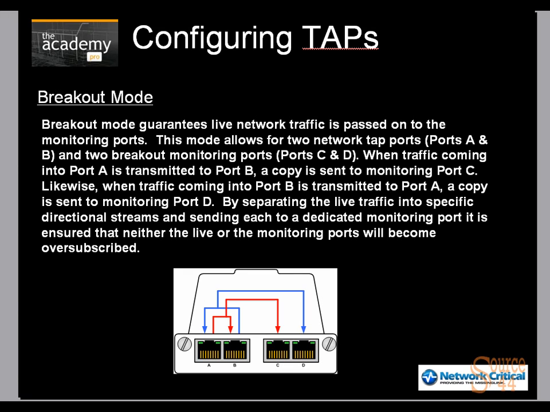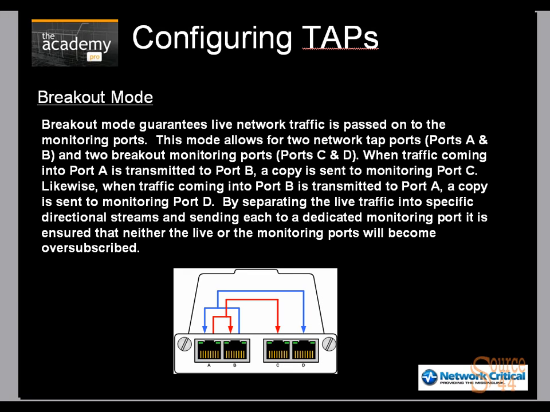So let's look at our diagram on the bottom. You'll see 4 ports. They're paired up, and you'll see ports A, B, C, and D. Essentially, a tap is placed in line. So in front of your firewall, behind your firewall, in front of a group of servers, whatever it may be, it's placed in line. So essentially, you're going to plug port A into your firewall, plug port B back into your core switch or whatever it may be.